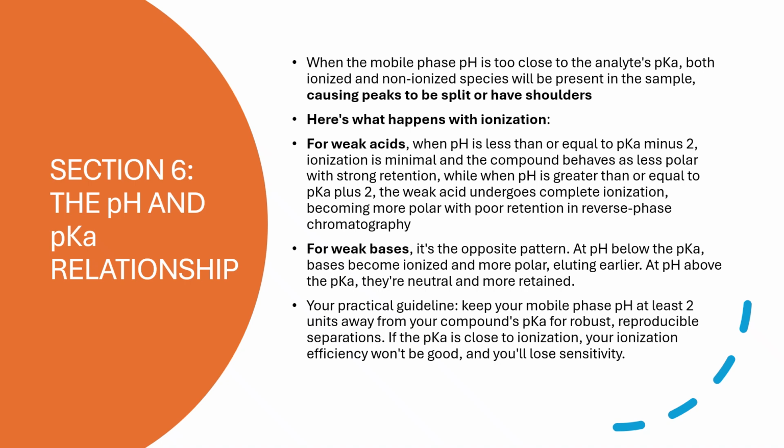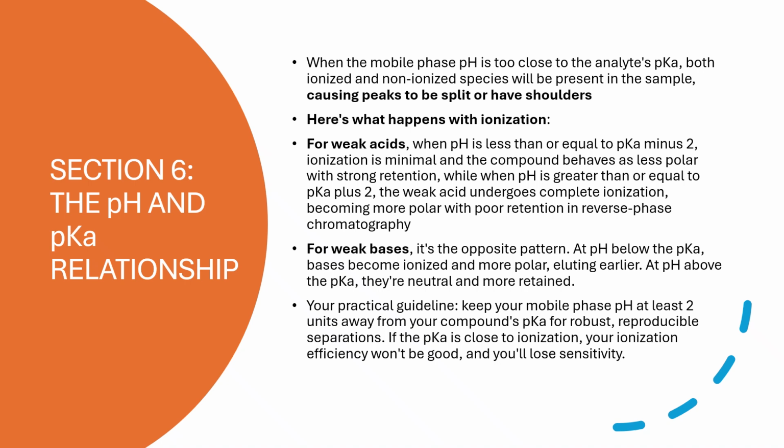Now let's talk about the pH and pKa relationship of your mobile phase and your analyte. What is this pKa term? It is the negative base 10 logarithm of the acid dissociation constant. In simpler terms, it's a number that tells you how acidic or basic a compound is.